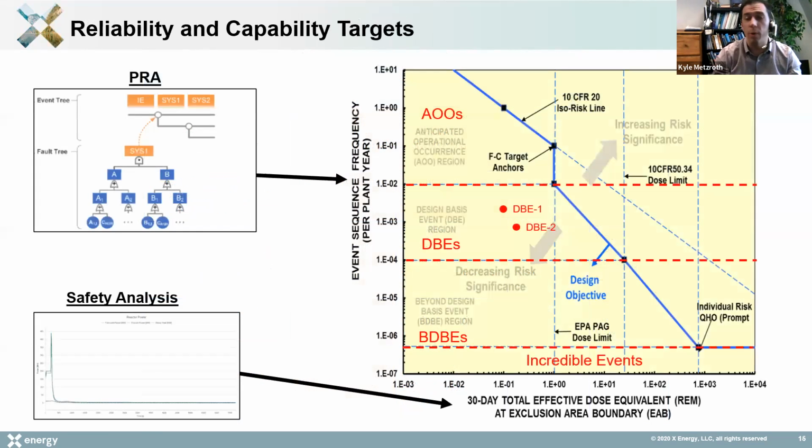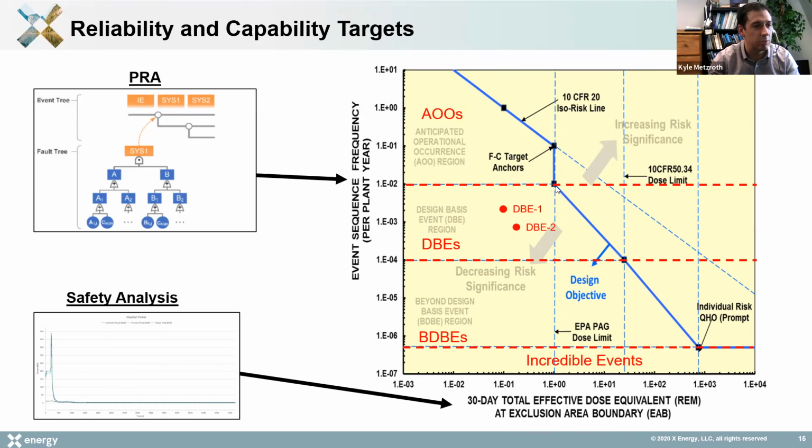Okay, so if I go back to the good old frequency consequence chart, right? On the y-axis is event sequence frequency, which is coming from the PRA. On the x-axis is the dose, which is coming from your safety analysis and the evaluation of all those events. Try to highlight more brightly here the various regions.